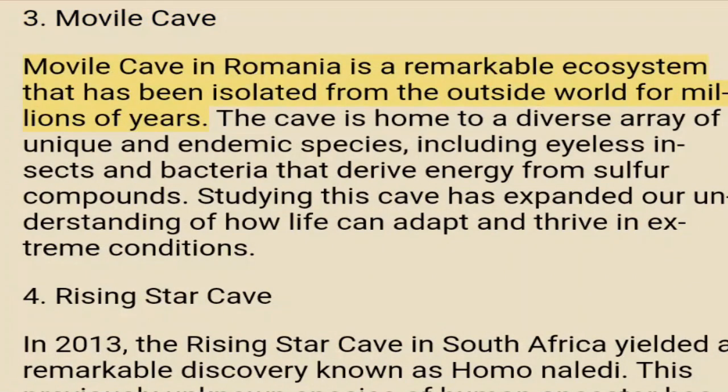3. Movile Cave. Movile Cave in Romania is a remarkable ecosystem that has been isolated from the outside world for millions of years. The cave is home to a diverse array of unique and endemic species, including eyeless insects and bacteria that derive energy from sulfur compounds. Studying this cave has expanded our understanding of how life can adapt and thrive in extreme conditions.